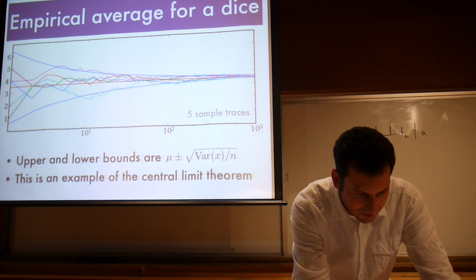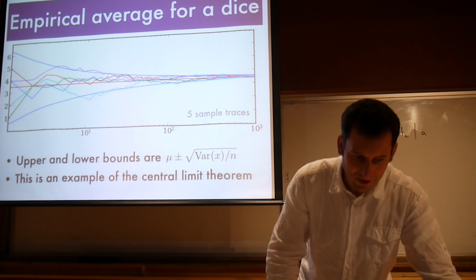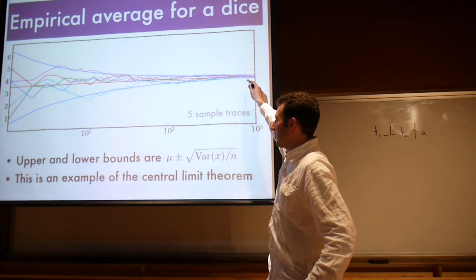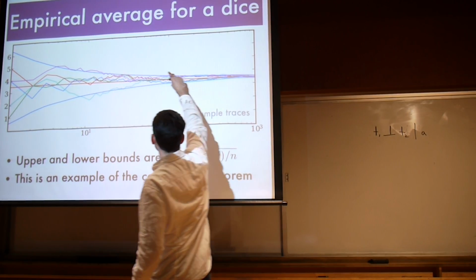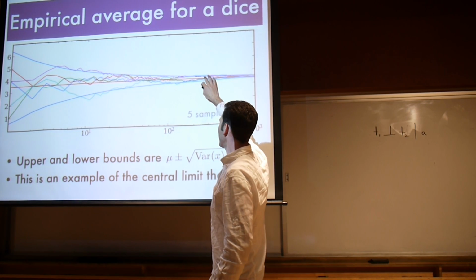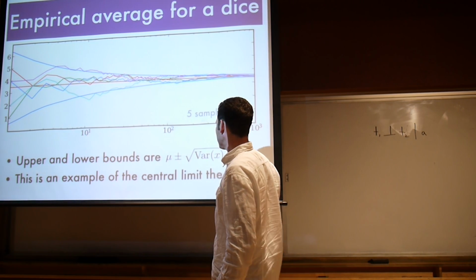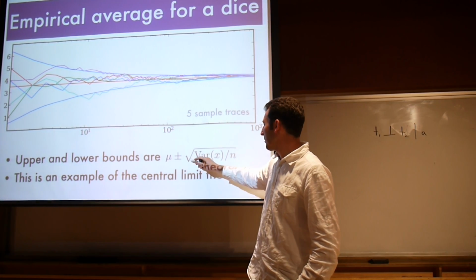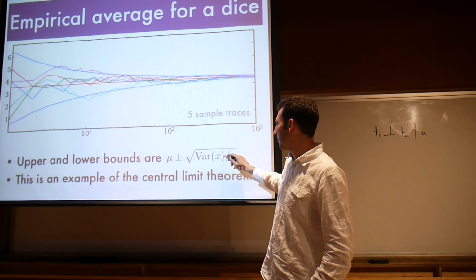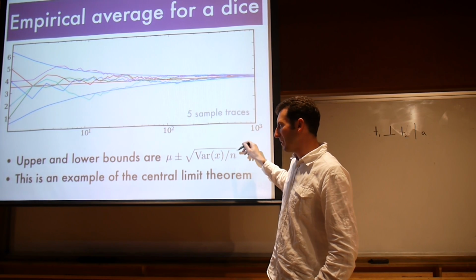So the interesting thing is that, if you look at the empirical average for a dice, it's the same curve as before. I've just drawn 5 samples. You can see it actually fits very nicely into this blue curve. And what we're after is how we get this blue curve. I can already tell you that much, that these upper and lower bounds are basically the square root of the variance of the random variable divided by sample size.